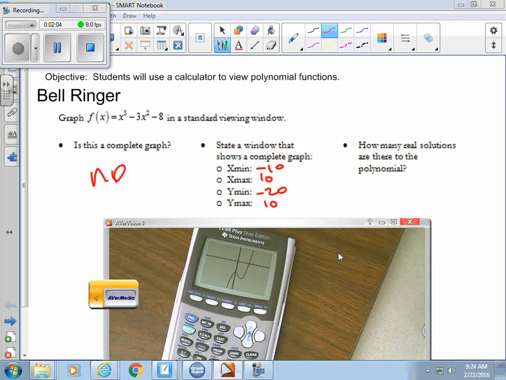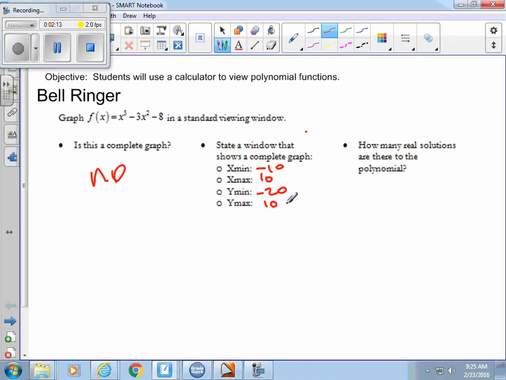Now, one of the things people do sometimes is they go, well, if I can just make it as big as I want, I'll just do -100 to 100 and -100 to 100. Does that always give you a good picture? Can you get too big? Yes. You can get so big that you can't see it. Other than that, we've got a lot of room for error in here. We can do a lot of different things.